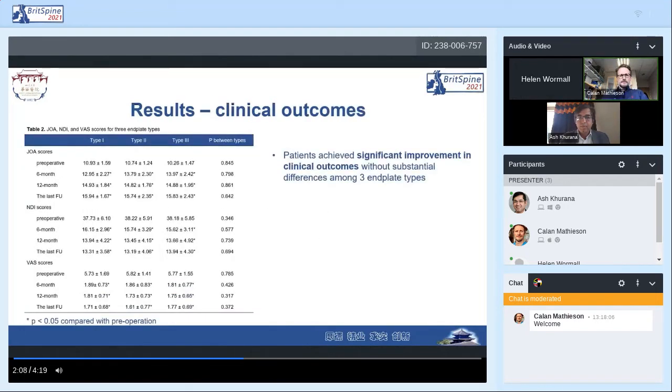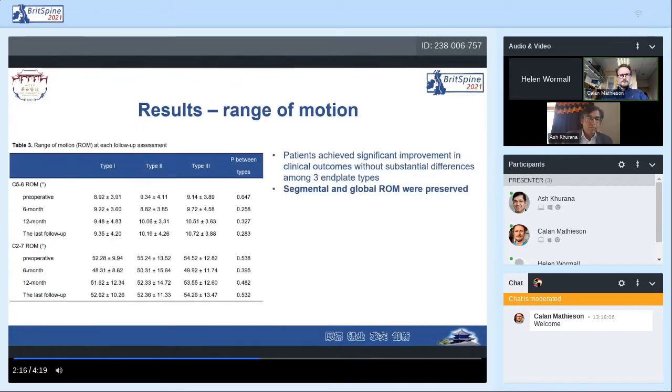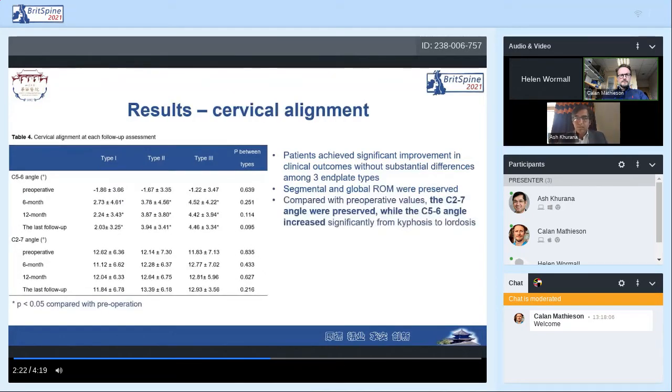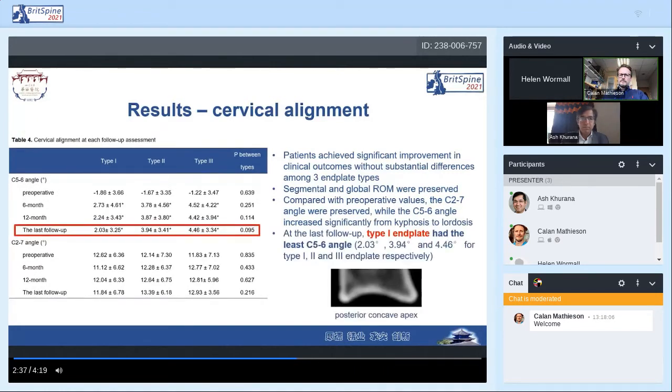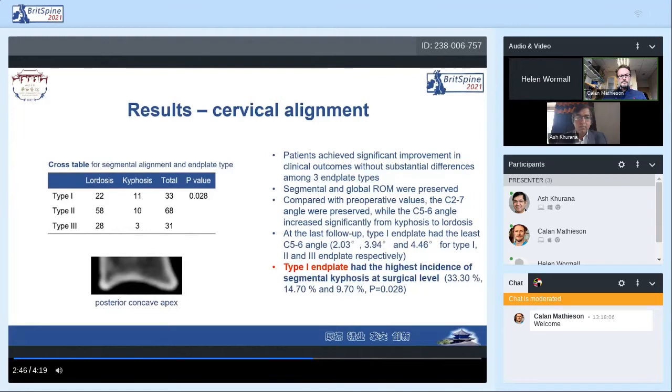Patients achieved significant improvement in clinical outcomes without substantial differences among 3 endplates. On radiological outcomes, segmental and global ROM were preserved. Compared with preoperative values, the C2-7 angles were preserved, while the C5-6 angle increased significantly from kyphosis to lordosis. Notably, at the last follow-up, type 1 endplate had the least C5-6 angle, and the type 1 endplate had the highest incidence of segmental kyphosis at surgical level.